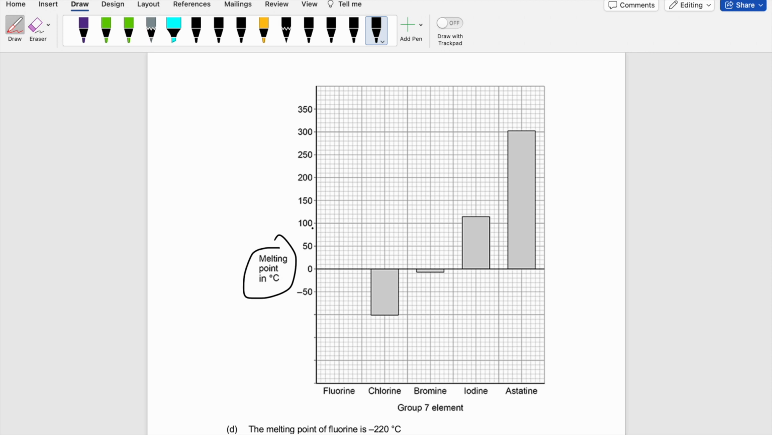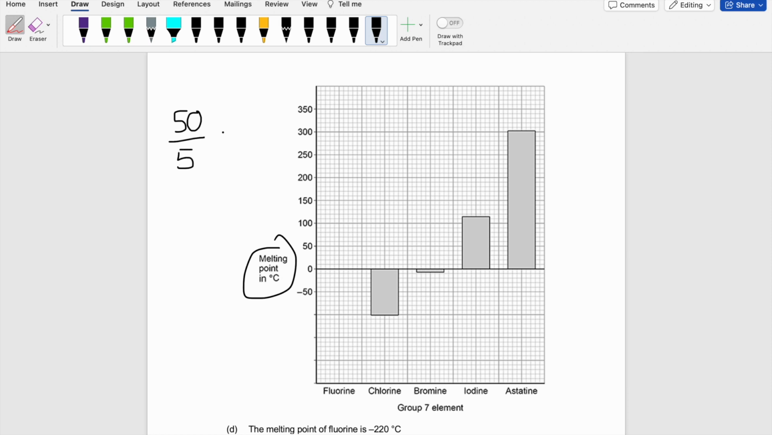And then we go up in 50 degrees C, so 50, 100, 150, 200, 250, 300, 350, and these are all positive numbers. We can also see that we go down from 50, and we've just got the one number there at minus 50. We can see that from 0 to 50, we've got 5 little squares. So we know that 50 degrees is shown on this graph by 5 little squares.